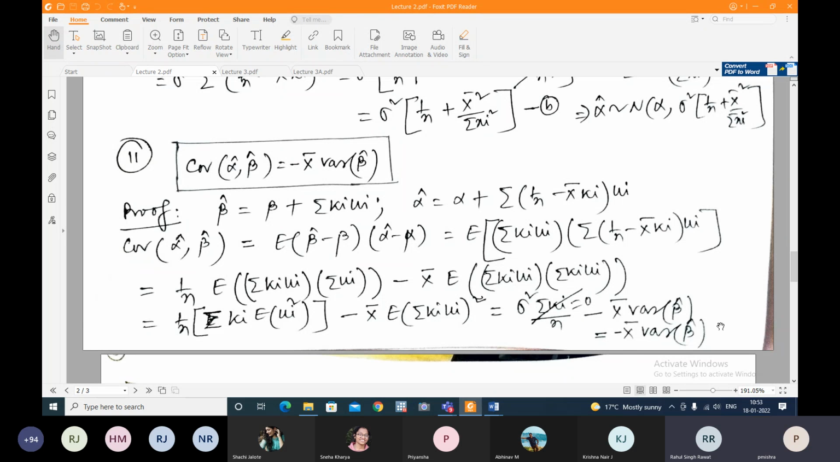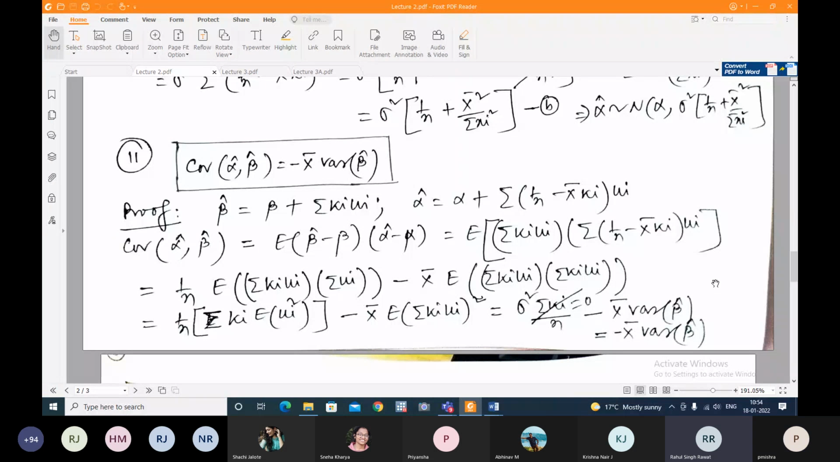And this is the covariance of alpha hat and beta hat. If X bar is positive, then you see the covariance is negative because variance of beta hat is positive. Okay, and normally what happens? We define this x and y in the first quadrant.